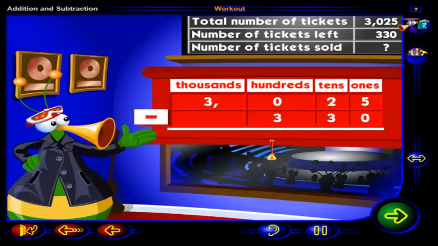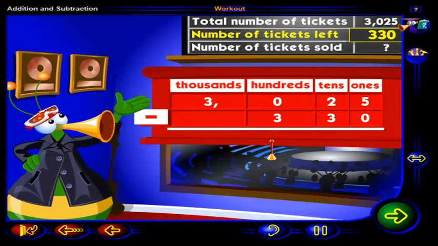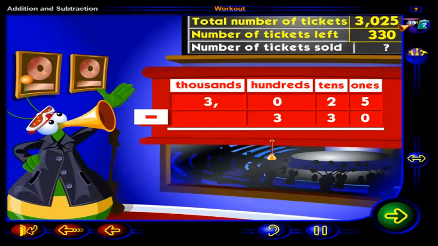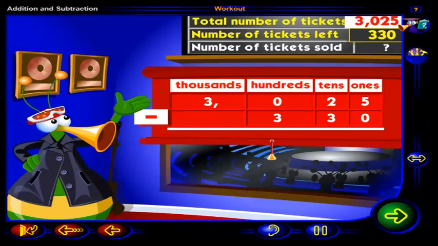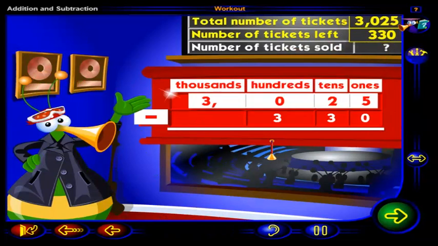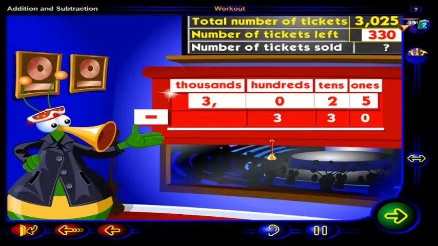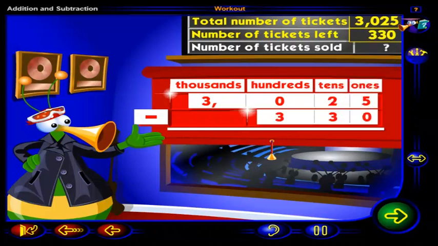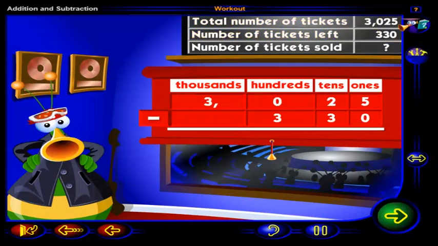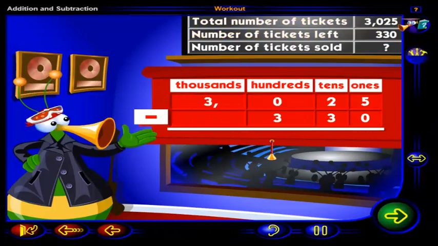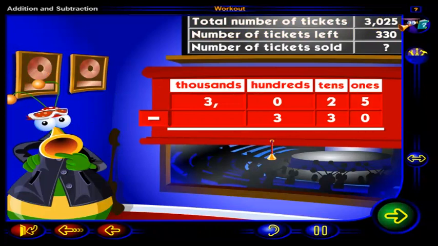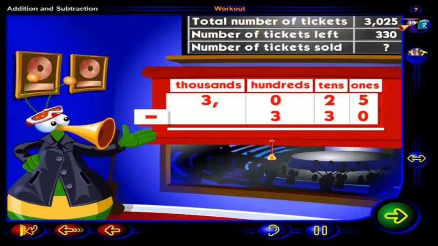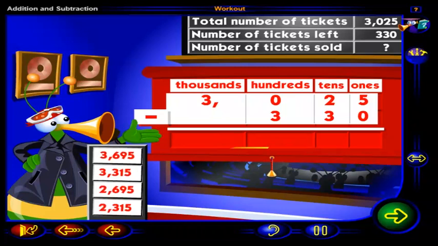You are subtracting the number of tickets that are left from the total number of tickets. So, 3,025 goes here, and 330 goes here. Okay, now let's subtract. What answer do you get when you subtract these numbers? Drag a number here, and when you're done, click OK.